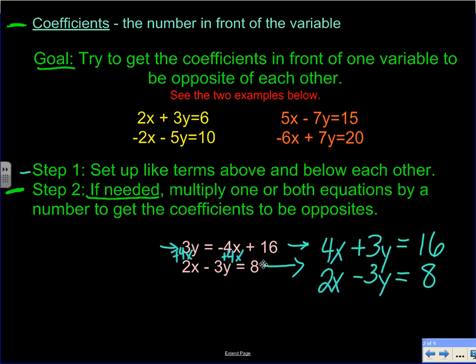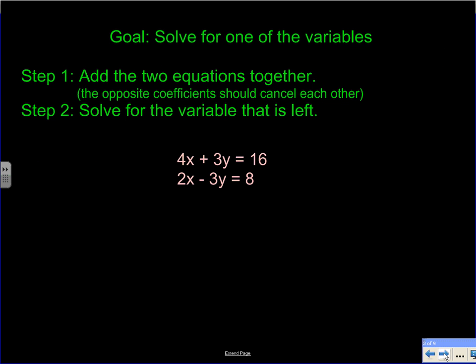All right then. So that's where we're at. Let's go to the next page. Let's see what the next step is. The next step says we are supposed to solve for one of the variables. Well, how are we going to do this?